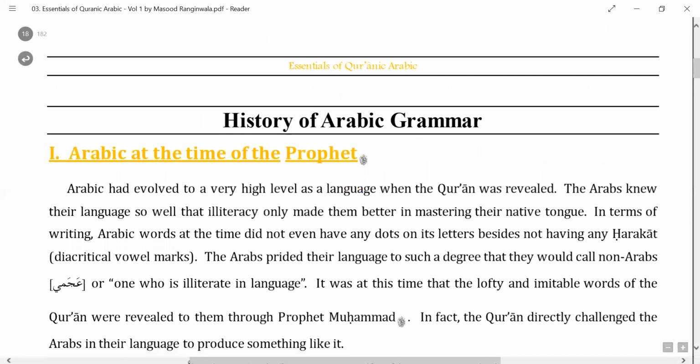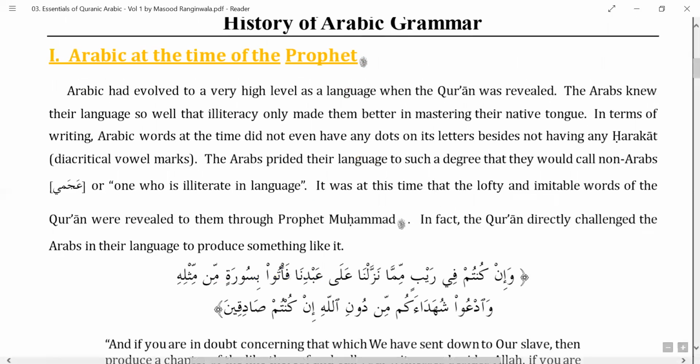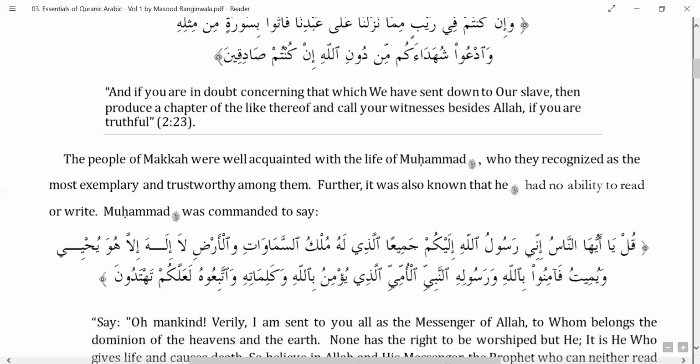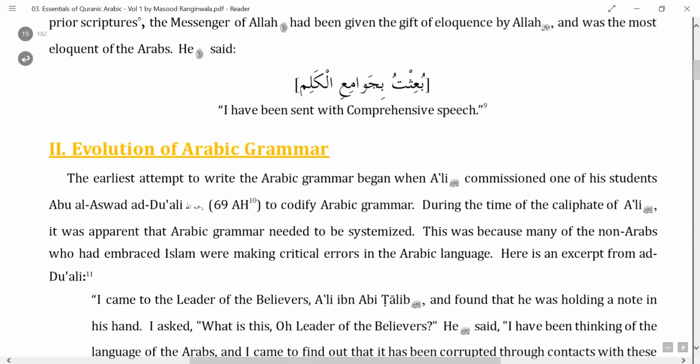So this is on the history of Arabic grammar. Again, you can read through this. Evolution of Arabic grammar.